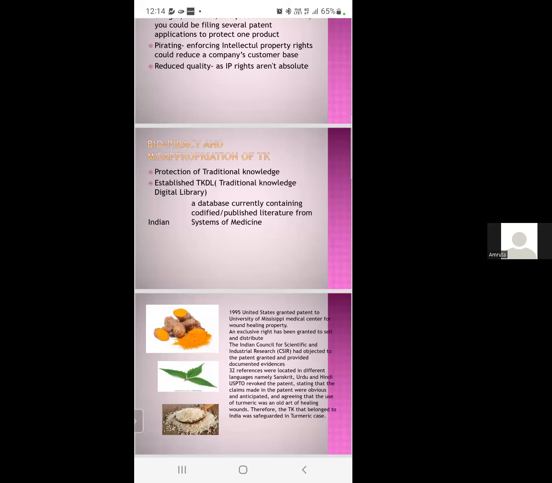So they established TKDL, which is the Traditional Knowledge Digital Library, a database currently containing codified published literature from Indian systems of medicine. They have started preserving our traditional knowledge so that if a patent is granted anywhere else in the world, we will have the database, we will have the sources to protect our product or our knowledge from getting patented in other countries.